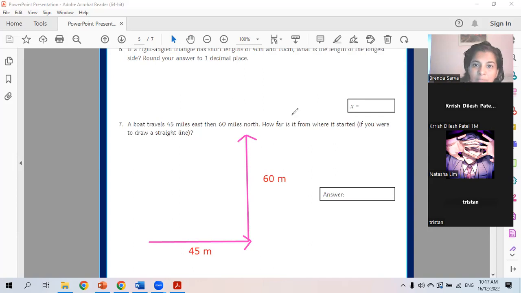Question is asking you, how far is it from where it started if you were to draw a straight line? Remember, if you want to go from one place to another, if you go this way and then go this way, you will take the long route. The shortest route is always going to be the hypotenuse. It's always going to be shorter than this and this added together. I'm not talking about theorem Pythagoras. I'm just talking about length here.